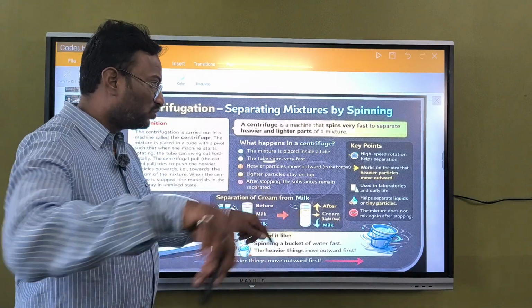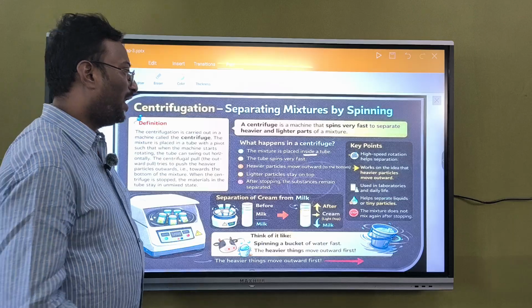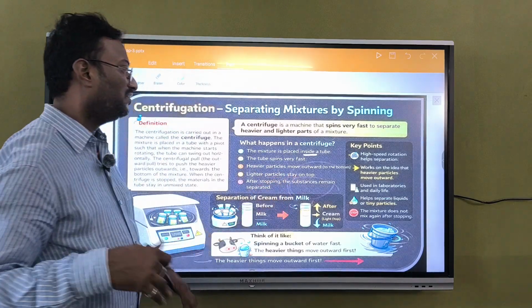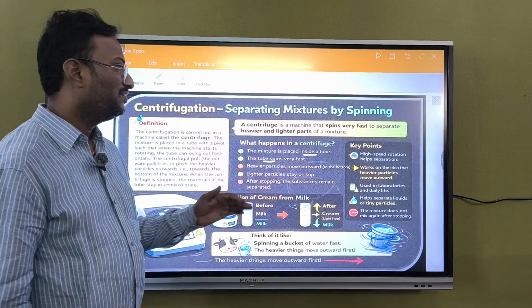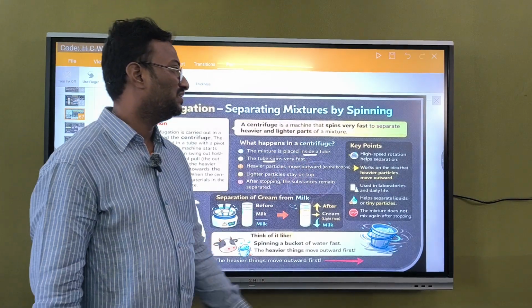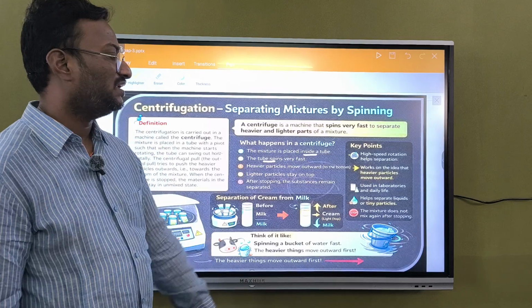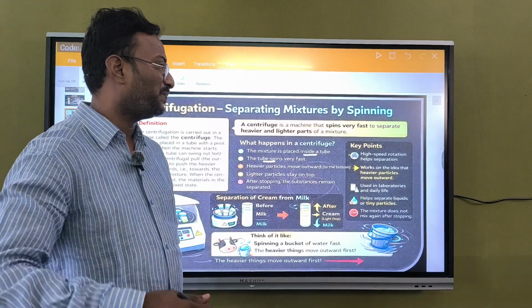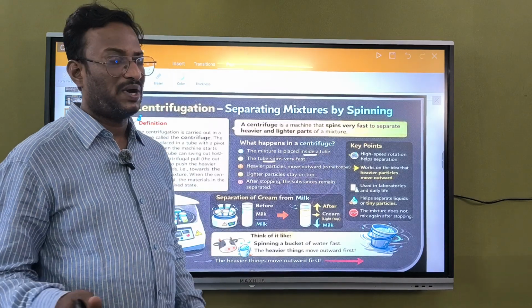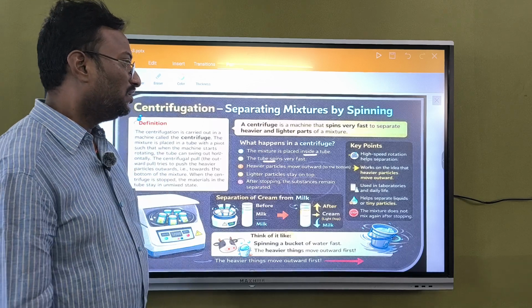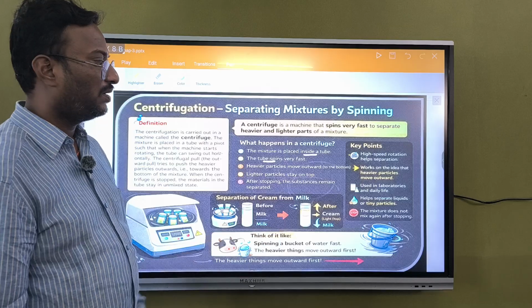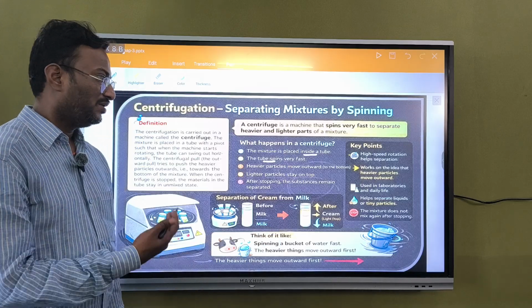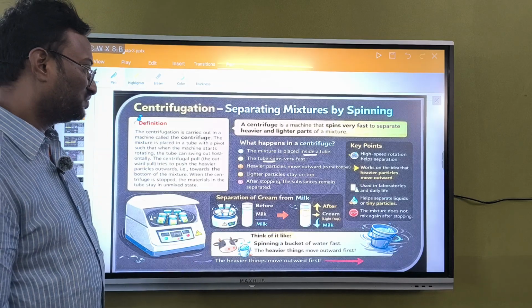Heavier particles move outwards to the bottom and lighter particles stay on the top. After stopping, the substances remain separated. So these are the key points. High speed rotation works on the idea that heavier particles move outward and lighter particles stay on top. It is used in the laboratory and helps to separate liquids or tiny particles. So this is the thing.